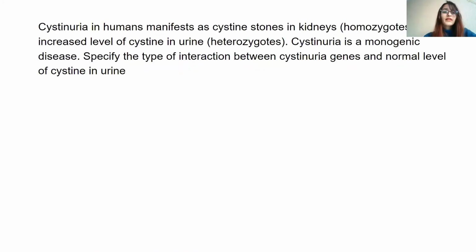So let's see a question: cystinuria manifests as cystine stones in the kidney when it is homozygous, or as an increased level of cystine in the heterozygous.